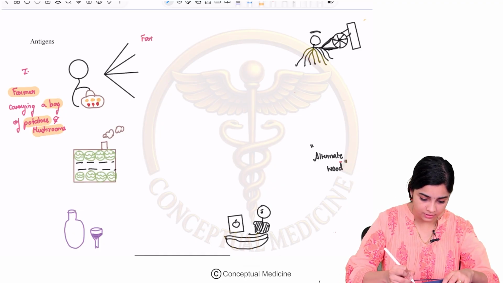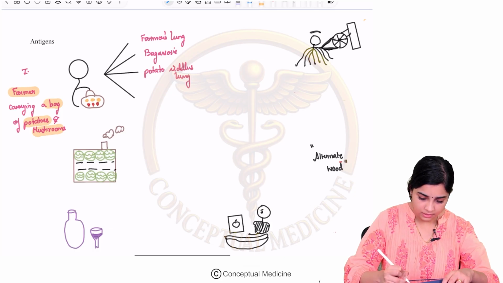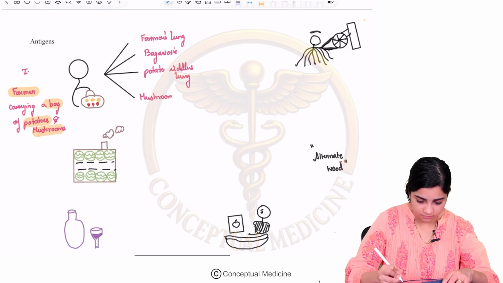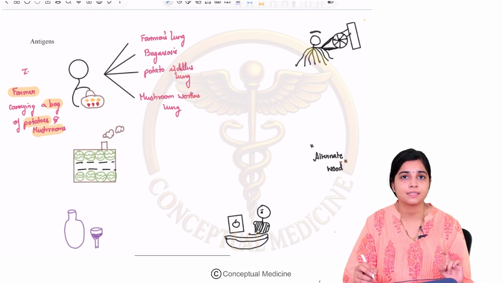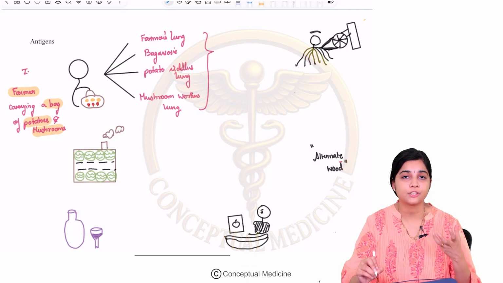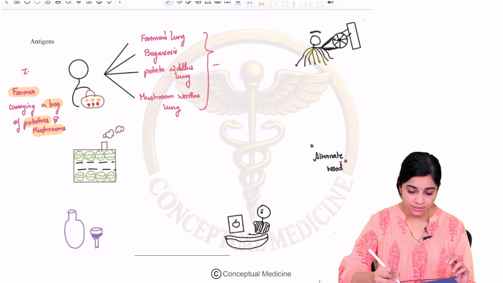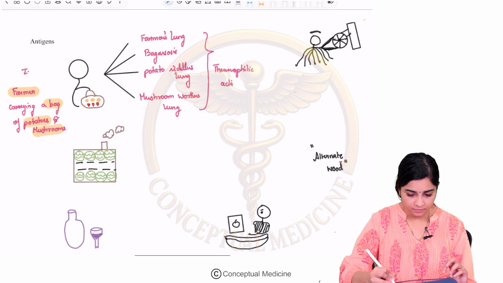That is your farmer's lung, bagasosis, potato riddler's lung, and mushroom worker's lung. So all of these are named disorders which are all part of hypersensitivity pneumonitis, and all of these occur due to inhalation of what? Inhalation of a particular organism which is associated with this, your thermophilic actinomycetes.